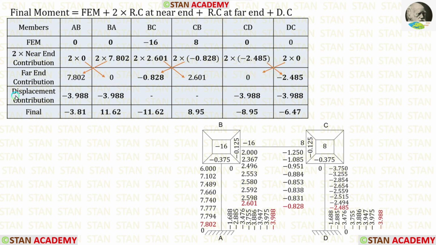Now let us enter the displacement contributions. The displacement contribution is only available in the columns. For AB and BA, the displacement contribution is minus 3.988. For CD and DC, the displacement contribution is minus 3.988. Now let us add these four values, then get the final moments.